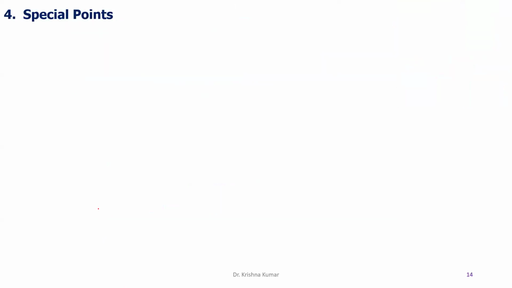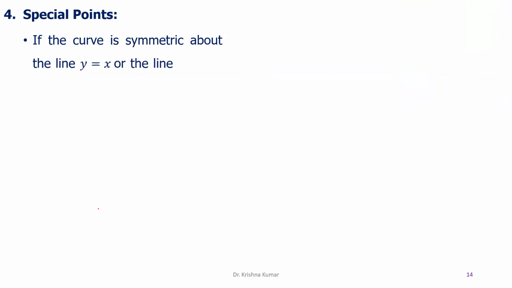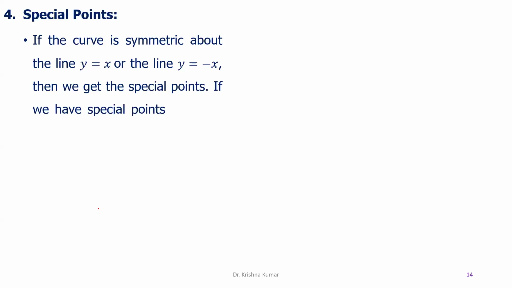The next thing is the special points. If the curve is symmetric about the line y equal to x or the line y equal to minus x, then we can get the special points. If we have special points, then we try to find the tangents at those points also.